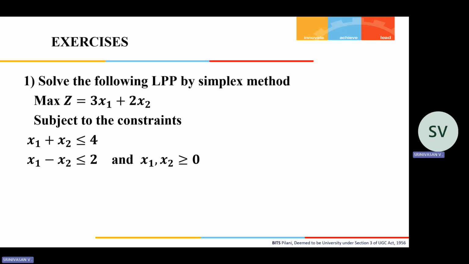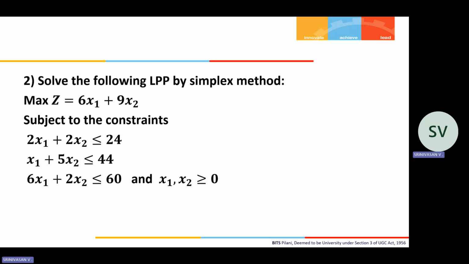So with this background, we may go for solving exercises. Solve the following LPP by the simplex method. Maximize the objective function Z equal to 3x1 plus 2x2, subject to the constraints x1 plus x2 less than or equal to 4, x1 minus x2 less than or equal to 2, and x1, x2 greater than or equal to 0.